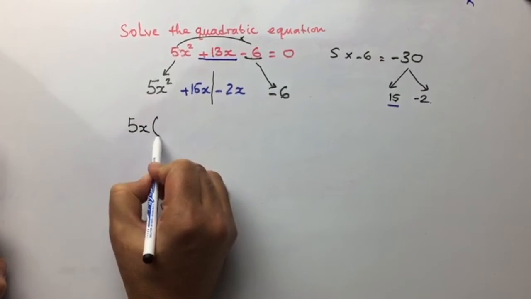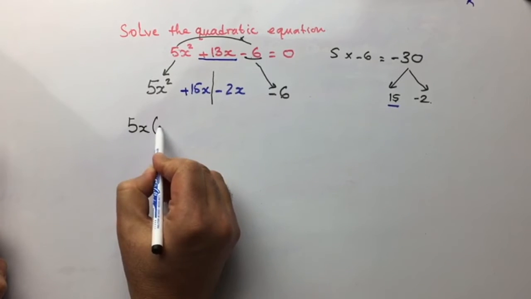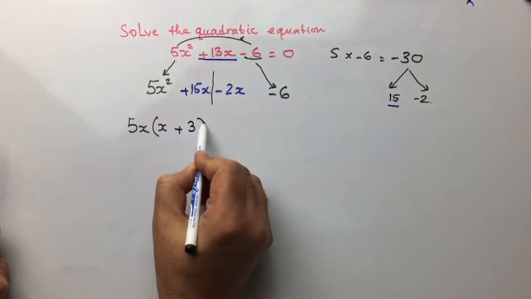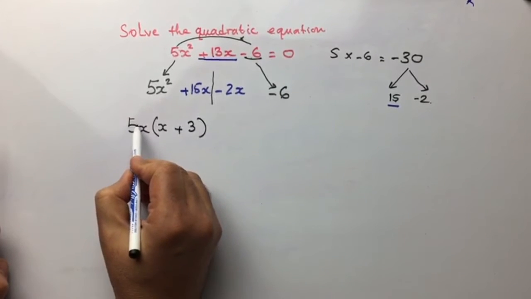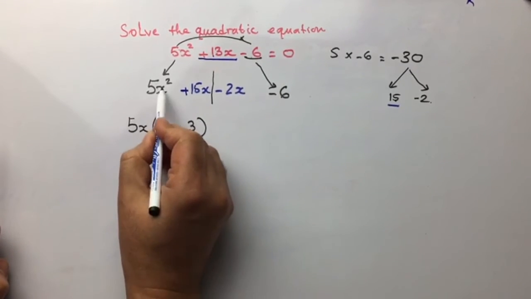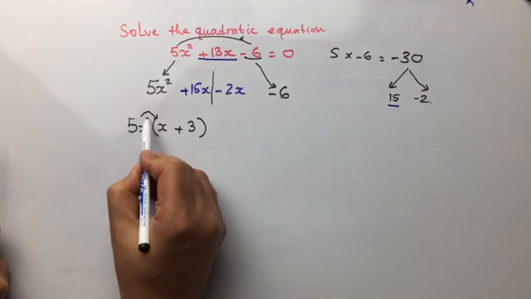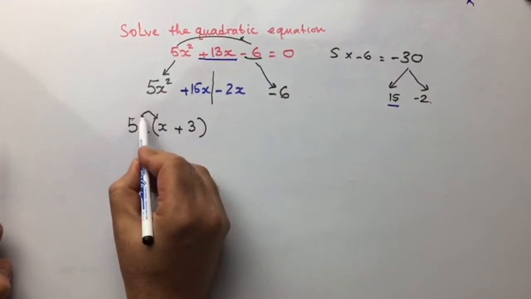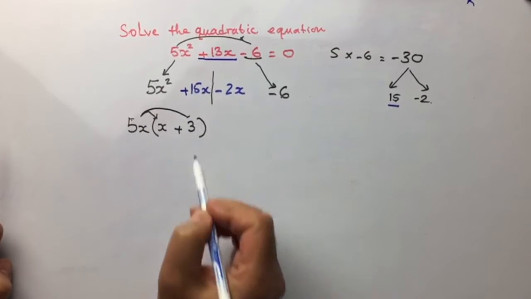5x bracket x plus 3. All right, let's check again. 5x times x is 5x squared, and 5x times 3 is 15x. Good.